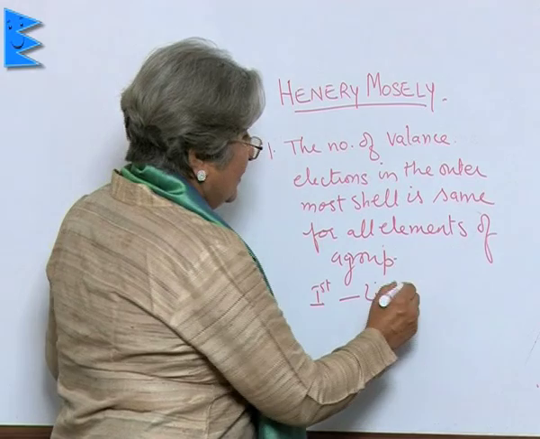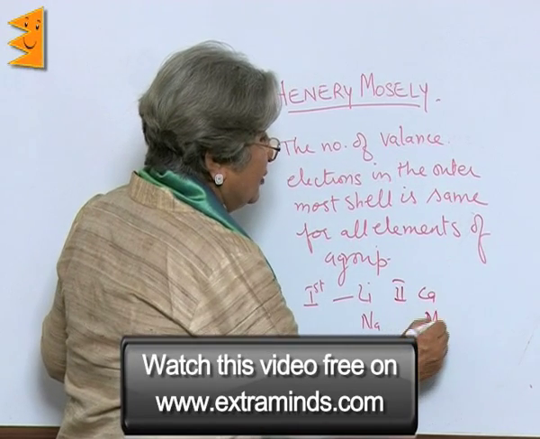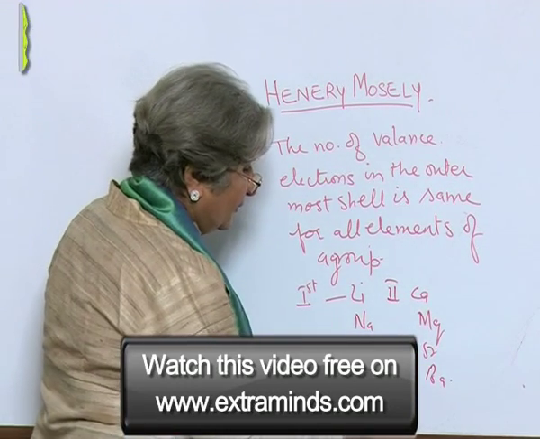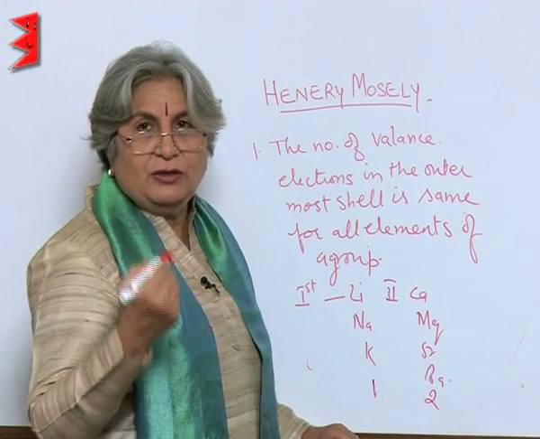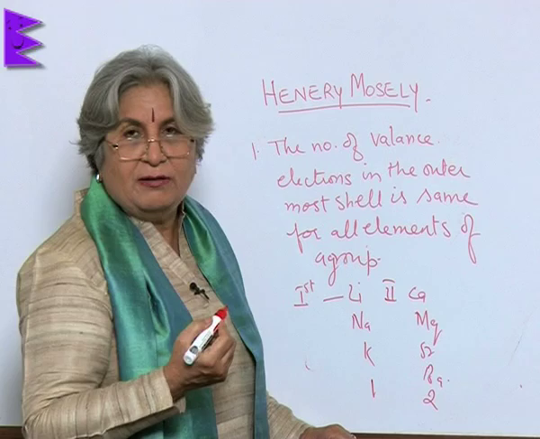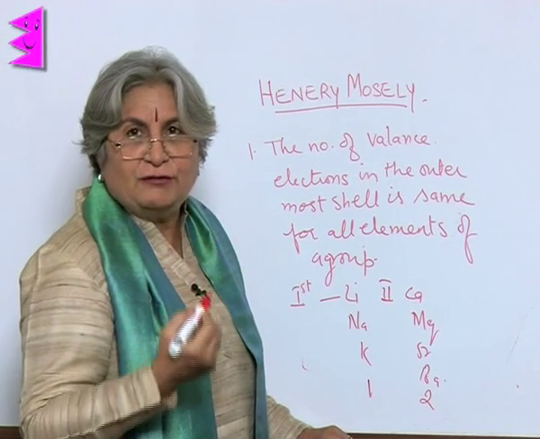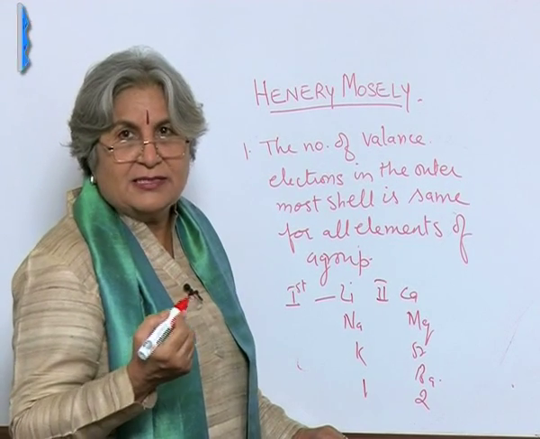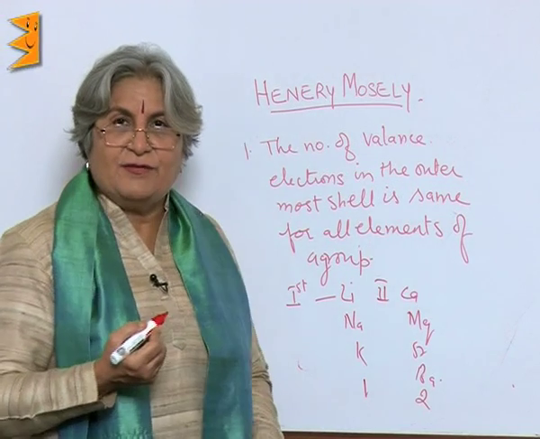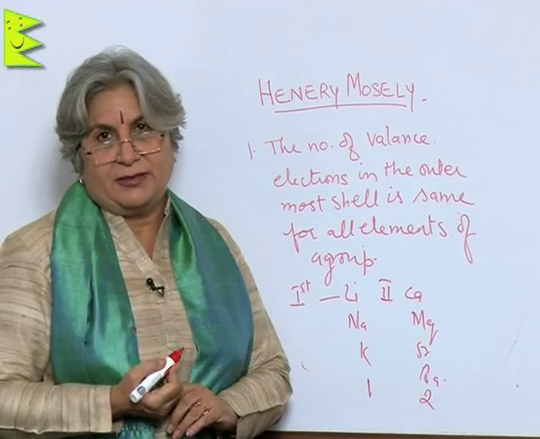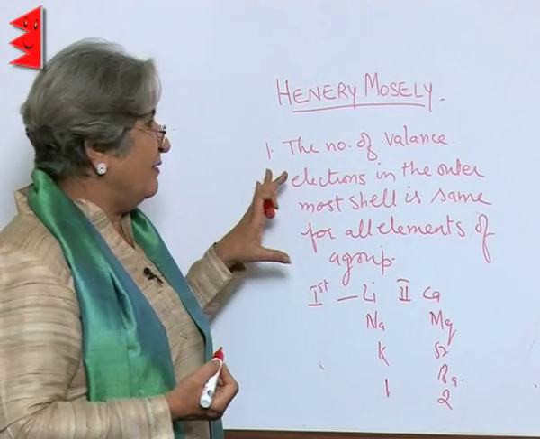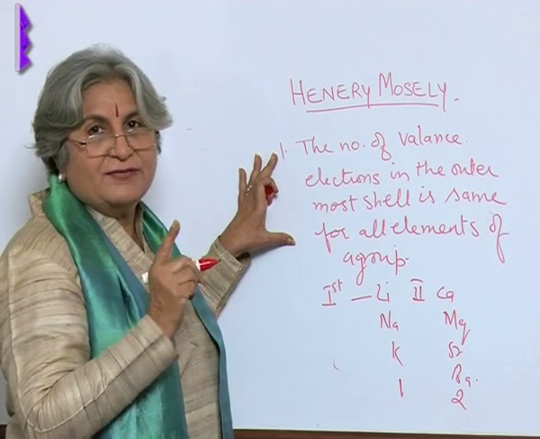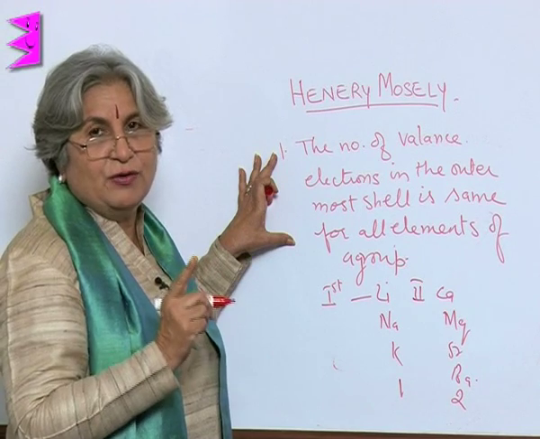In the second group, calcium, magnesium, strontium, barium, etc., again 2. Aluminium, boron 3, carbon, silicon 4, nitrogen, phosphorus 5, oxygen, sulfur 6, halogens, fluorine, chlorine, bromine, iodine 7. And in the case of noble gases, it is either 2 or 8. So, you see, this is the one most important feature, that all elements belonging to one group have the same number of valence electrons in the outermost shell.